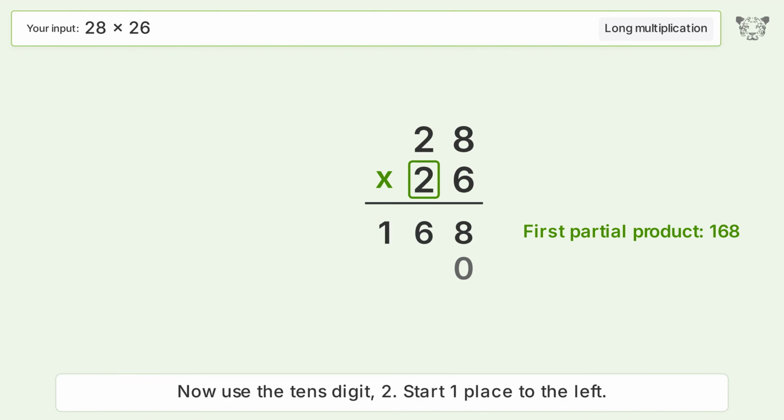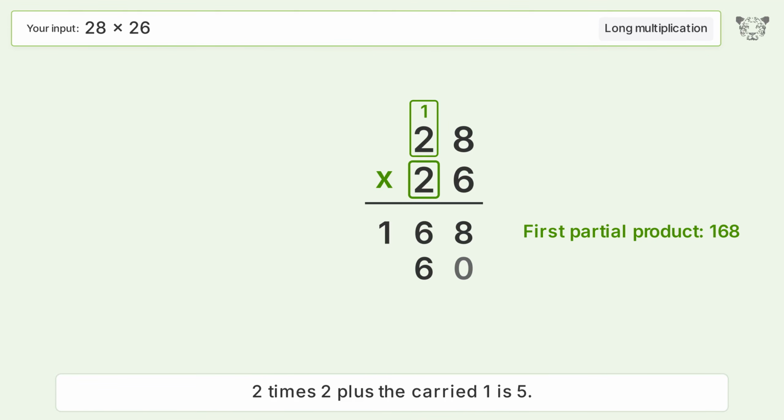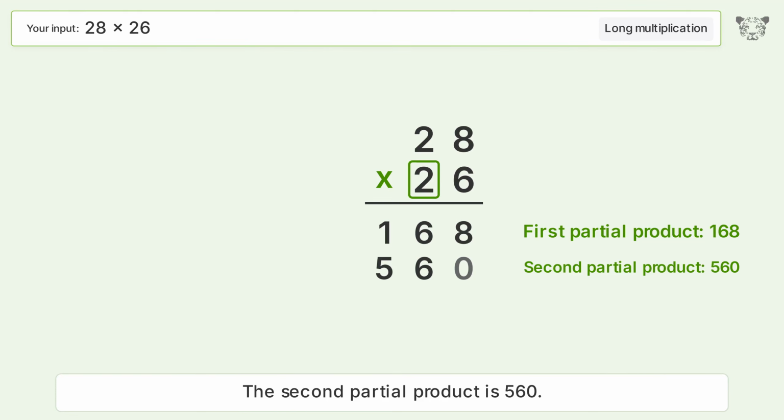Now use the tens digit, 2. Start one place to the left. 2 times 8 is 16. Put 6 in this column and carry 1. 2 times 2 plus the carried 1 is 5. The second partial product is 560.